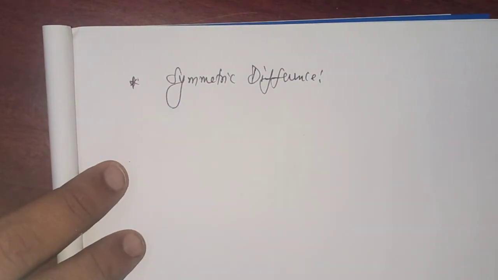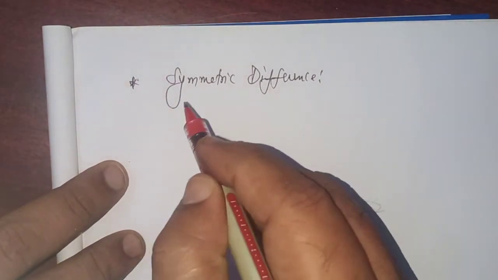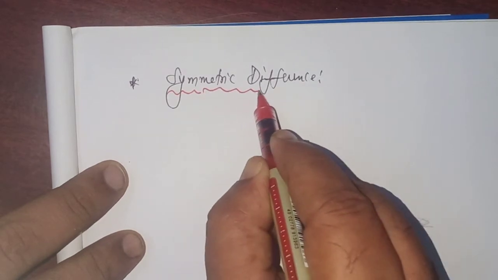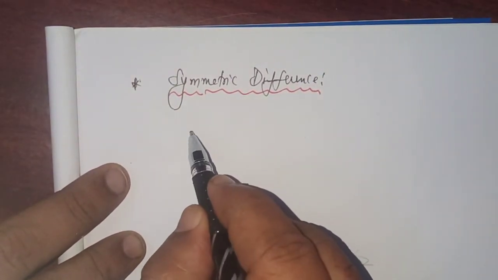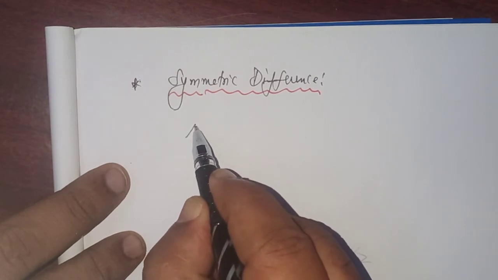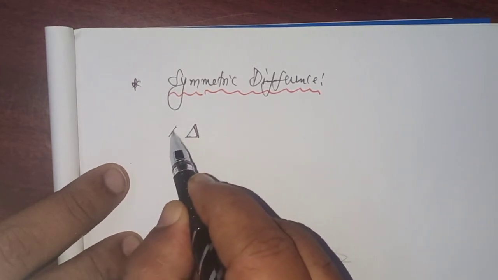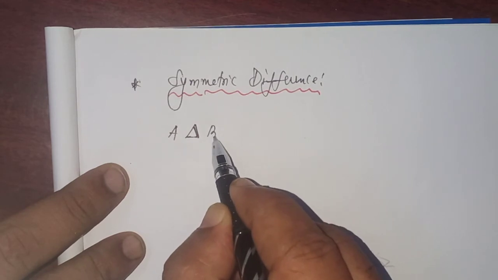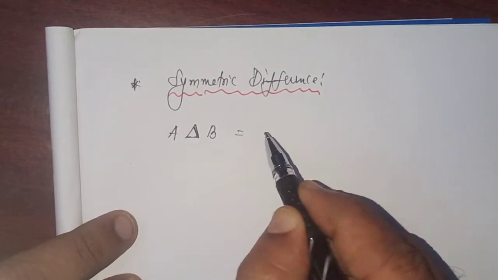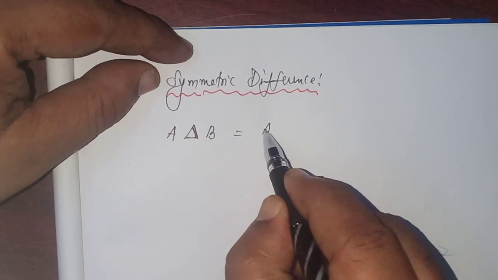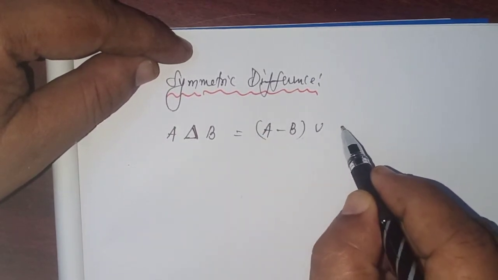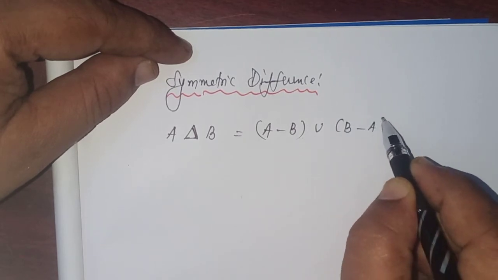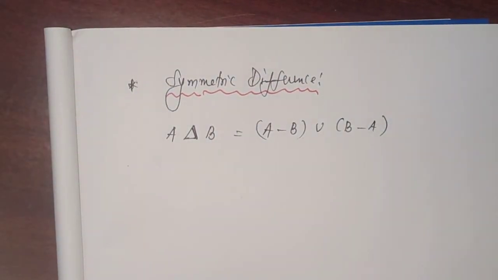Symmetric difference is represented by the symbol delta. Consider A delta B. Formula: A minus B union B minus A.